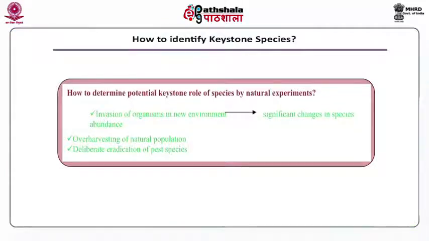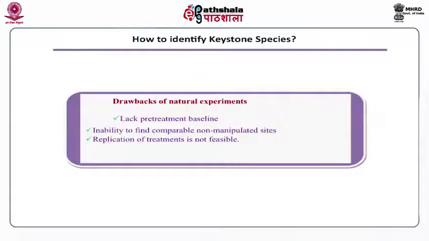Now, this slide shows how to determine the potential keystone role of species by natural experiments. It can be done by invasion of organisms in a new environment, by over-harvesting of natural populations, and by deliberate eradication of pest species. But these natural experiments have their own drawbacks, which include lack of a pre-treatment baseline, inability to find comparable non-manipulated sites, and that replication of treatment is not feasible in natural experiments.